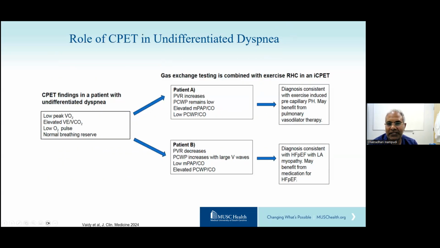when you combine the gas exchange testing with exercise right heart cath in an invasive CPAT patient, for undifferentiated dyspnea there is an increase in the PVR, and the wedge still remains low. If you have a low wedge to cardiac output ratio, the diagnosis is consistent with exercise-induced precapillary pulmonary hypertension, and these patients usually benefit from vasodilator therapy. But if the PVR decreases with exercise and the wedge increases with large V waves, then this is classic of HFpEF with LA myopathy.